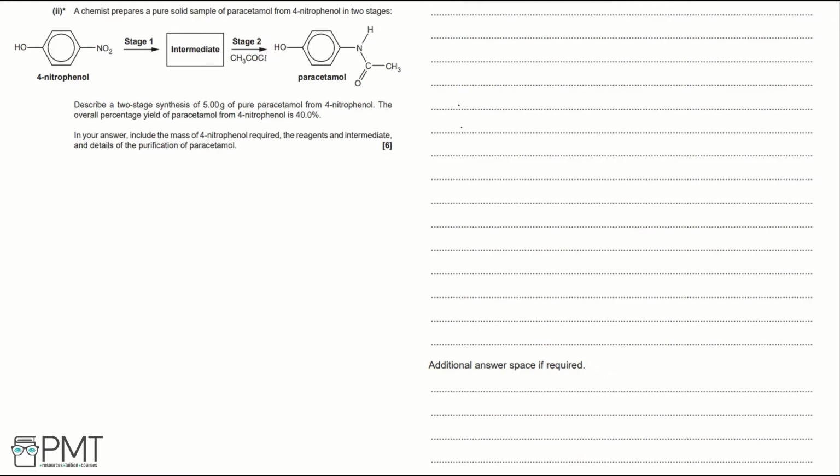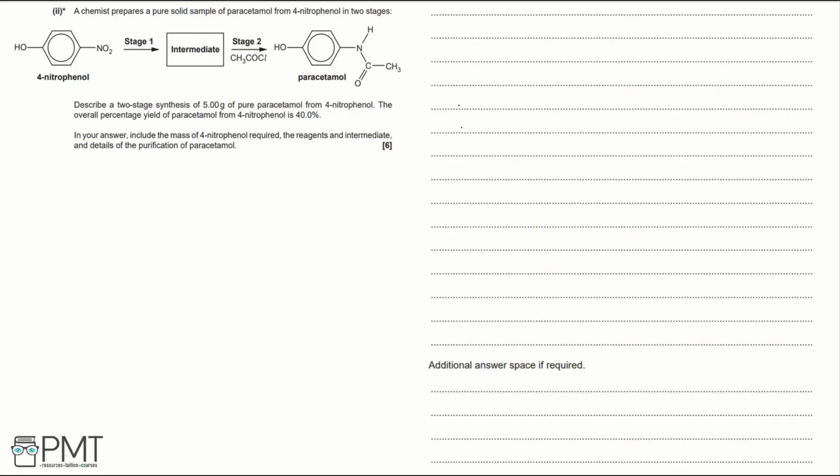Part 2. A chemist prepares a pure solid sample of paracetamol from 4-nitrophenol in 2 stages. Describe a 2-stage synthesis of 5.00 grams of pure paracetamol from 4-nitrophenol. The overall percentage yield of paracetamol from 4-nitrophenol is 40.0%. In your answer, include the mass of 4-nitrophenol required, the reagents and intermediate, and details of the purification of paracetamol.